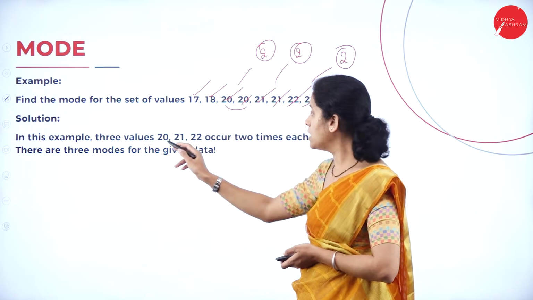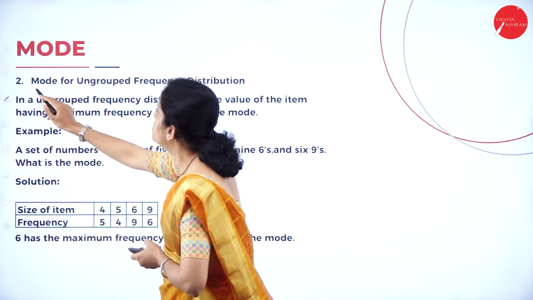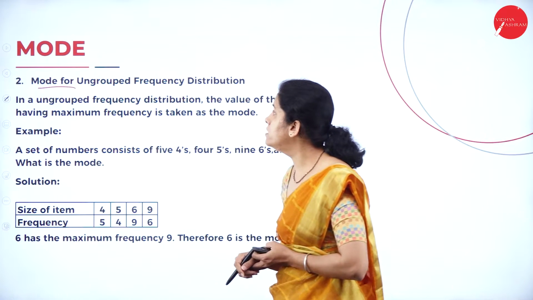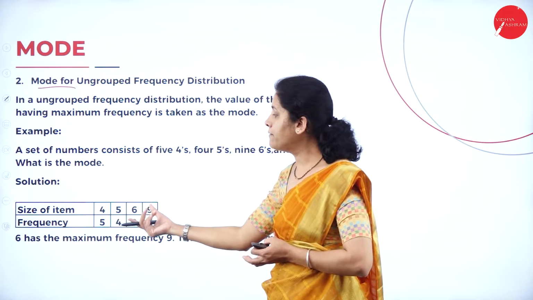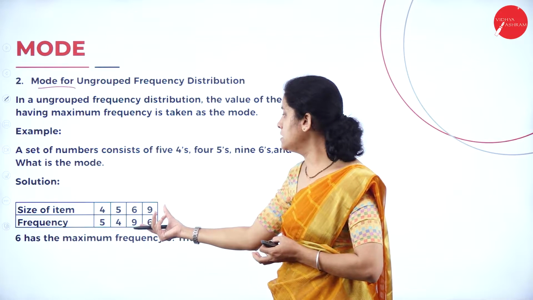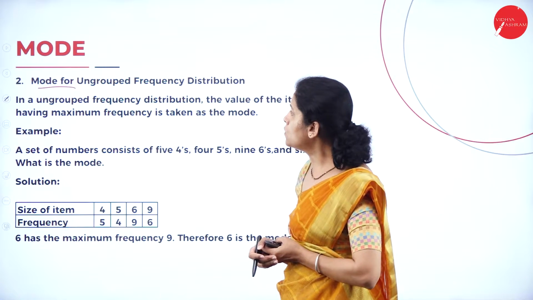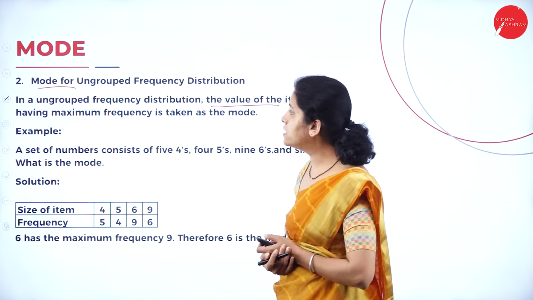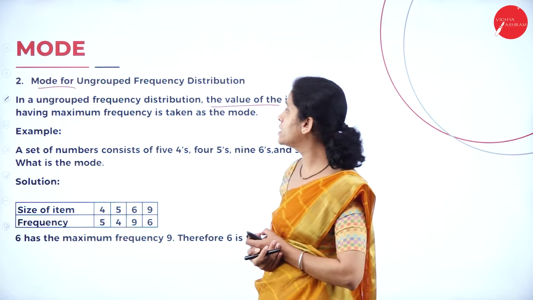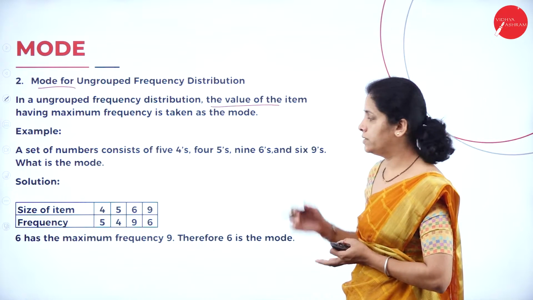20, 21 and 22. Okay, fine. Then mode for ungrouped frequency distribution. See here, I have the ungrouped frequency distribution. In an ungrouped frequency distribution, the value of the item having maximum frequency is taken as the mode.